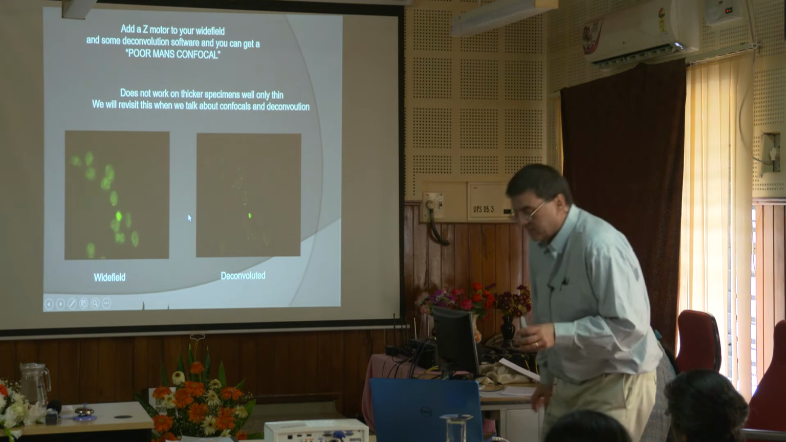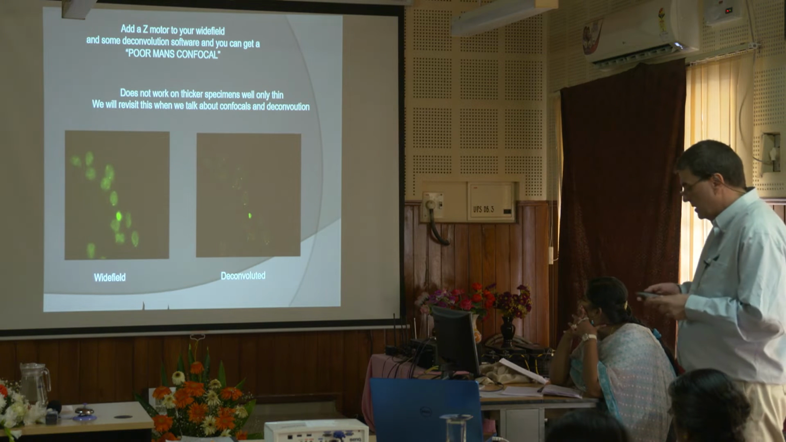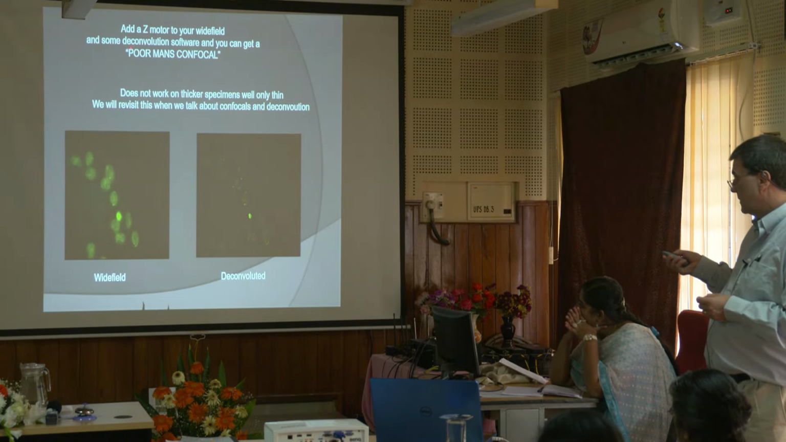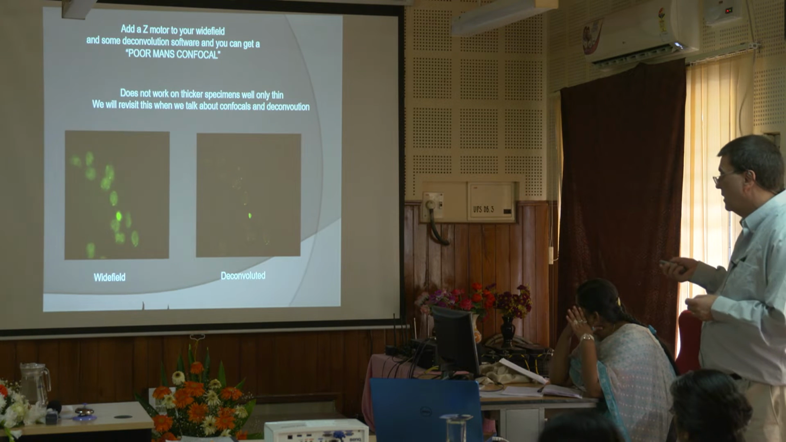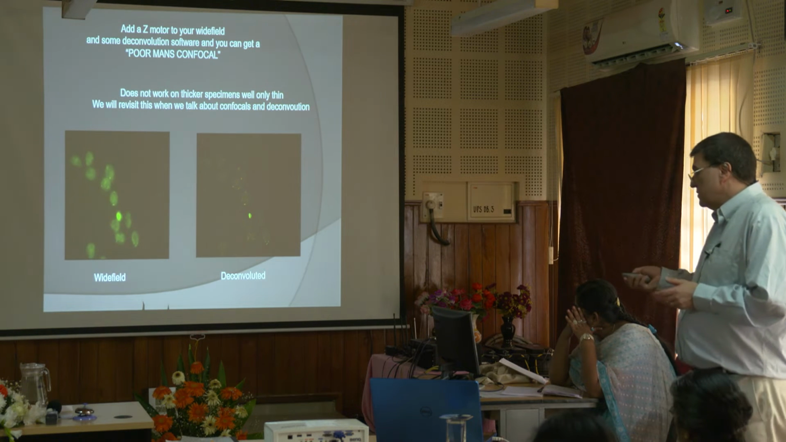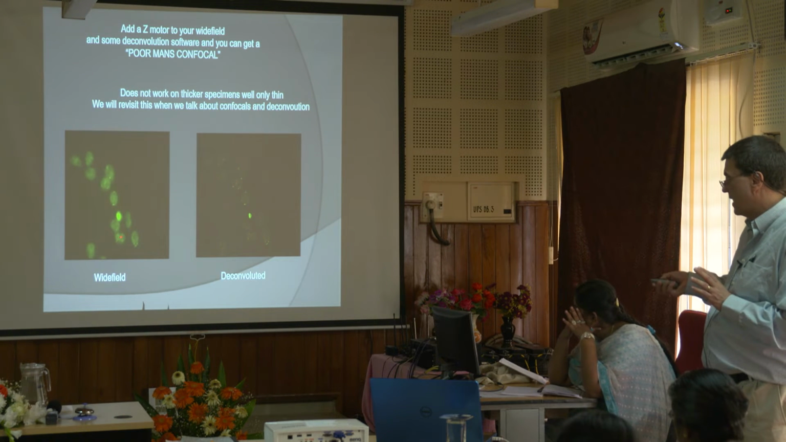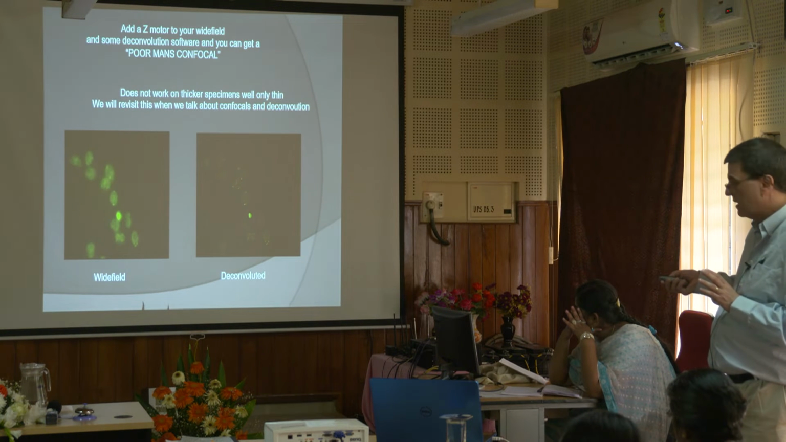Okay. The heart of the poor man's confocal, and we'll visit this a little more also, is something called deconvolution, okay? Add a Z motor to your wide field and some deconvolution software, you get a poor man's confocal. So it has its drawbacks. I usually only use it on cells because they're nice and thin. Something thick, it doesn't work so well. But look at the difference in the quality of these images. This is the exact same image prior to deconvolution and after deconvolution. See how the little details come out, get rid of a lot of this blur?